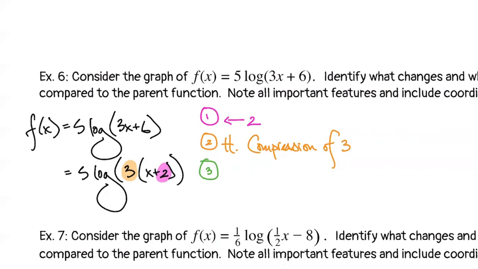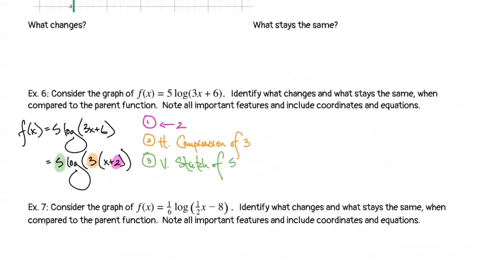We've got a vertical stretch of 5. Okay, so very similar to question number 4, except now we've got a vertical stretch of 5. All right. Let's think about our center point, our vertical asymptote.